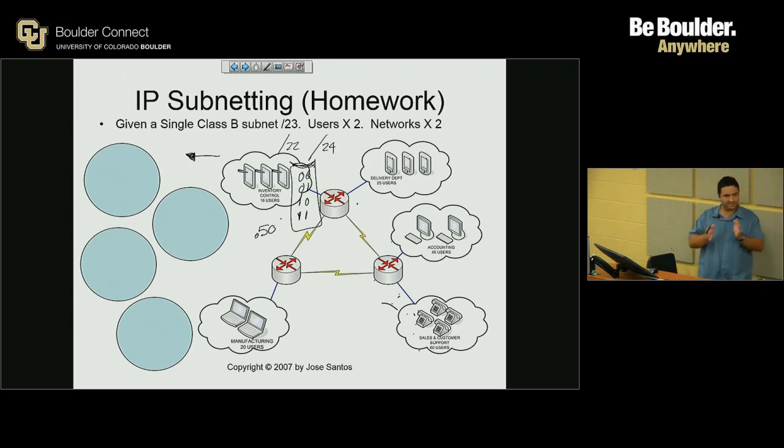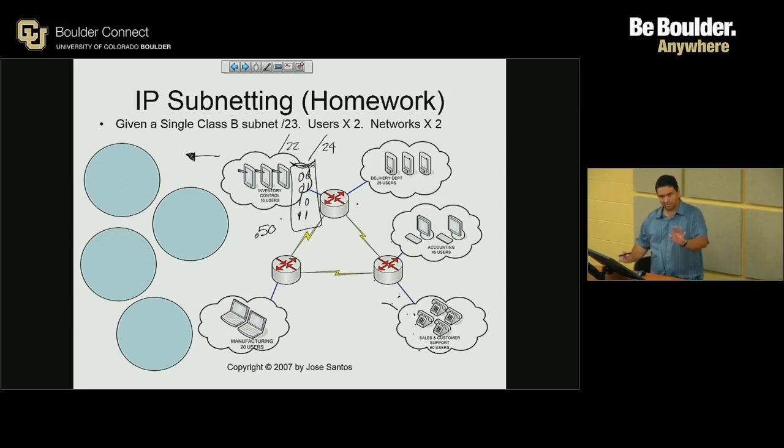Okay? The same principle happens when you do summarization. You have all these routes on the routing table, and your mission is to reduce the size of it. Which ones can you aggregate together, which ones can you consolidate and advertise as a single route.